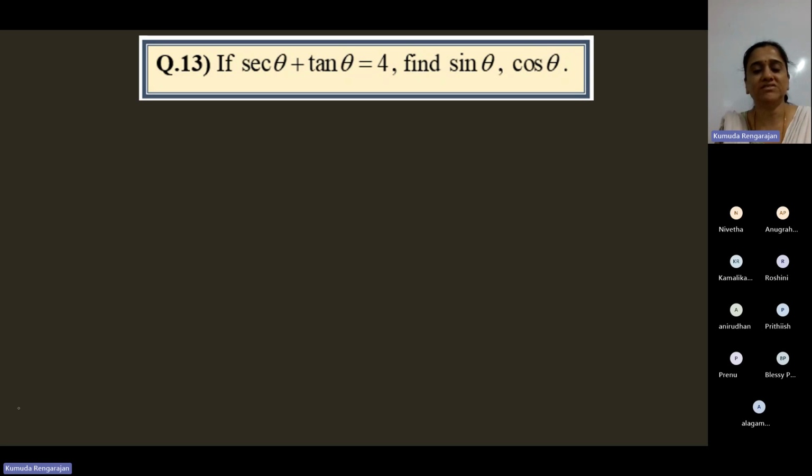If secant theta plus tan theta is equal to 4. So always remember, if you know the value of secant theta plus tan theta. Okay, now MCQ answer. You should give me the answer instantly. What's the value of secant theta minus tan theta? Instant answer I want. Is equal to what?